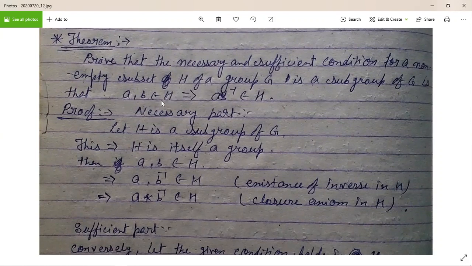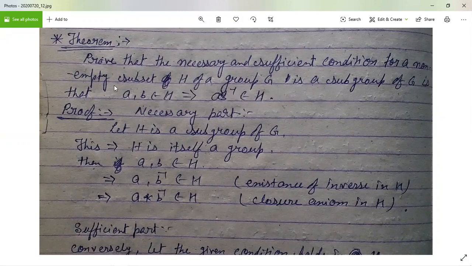That means if A and B belong to H, then A star B inverse belongs to H. B inverse shows that if the inverse exists and B belongs to H, then B inverse belongs to H. And since A and B inverse are elements of H, therefore A star B inverse belongs to H. If the previous theorem holds, then this holds by default. Now we have to prove these things.